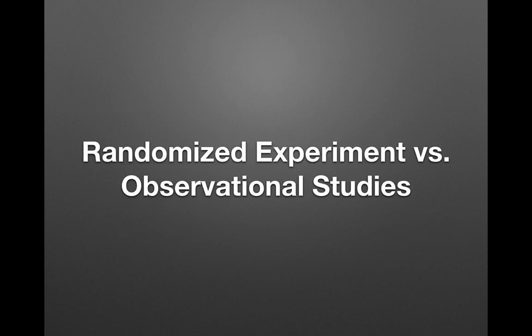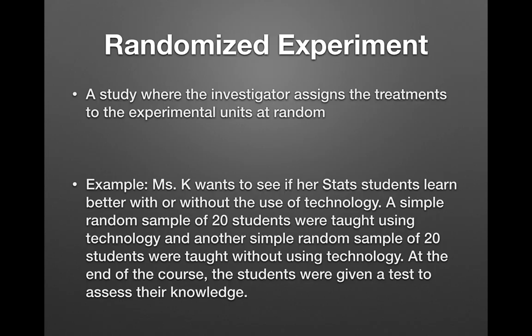Now, there's two types of main experiments that we'll look at. It's a randomized experiment versus an observational study. And we're going to talk about the pros and cons to each of them and just try to understand what it is that we need to know about these. So in a randomized experiment, it's basically a study where the investigator assigns treatments to the experimental units at random. It's exactly what it sounds like. Everything happens random. It's very similar to a simple random sample.